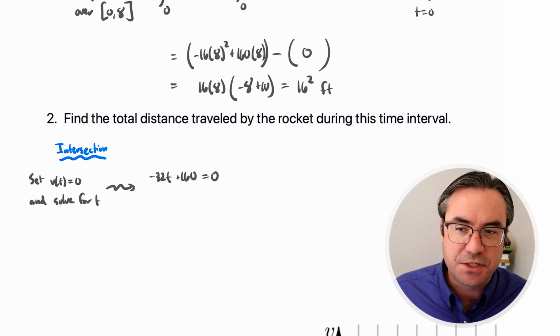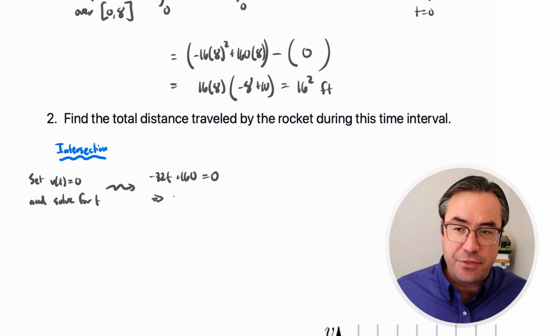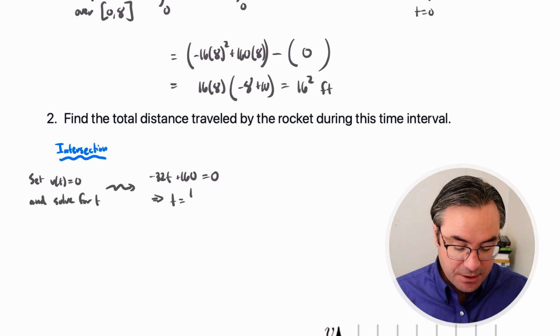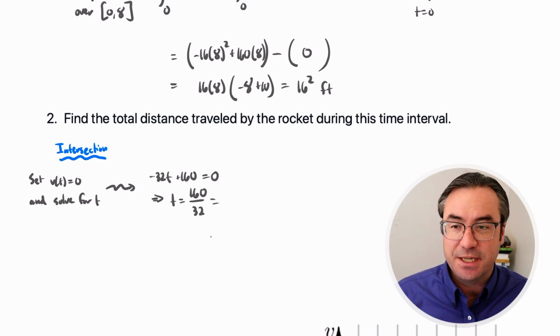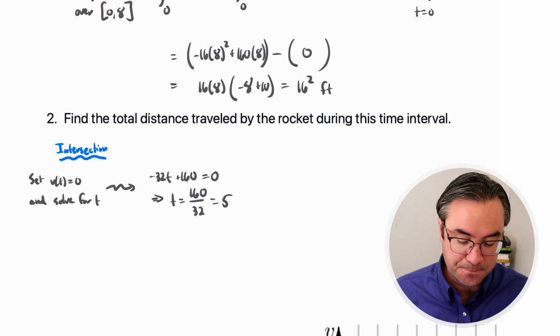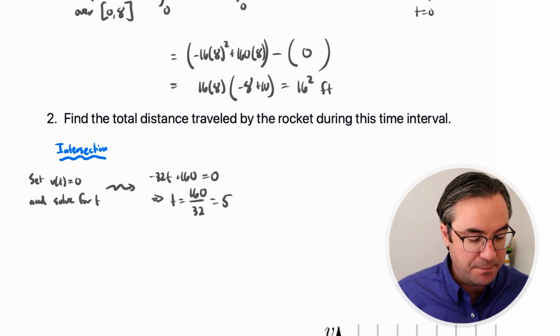And we can just directly solve this one. So if I add 32t to both sides and then divide by 32, I get t is equal to 160 divided by 32, which is 10 divided by 2, or 5. All right, so at time 5, this is when our object stops moving.